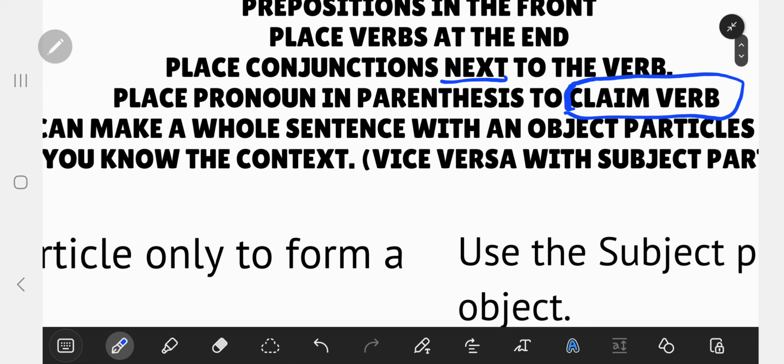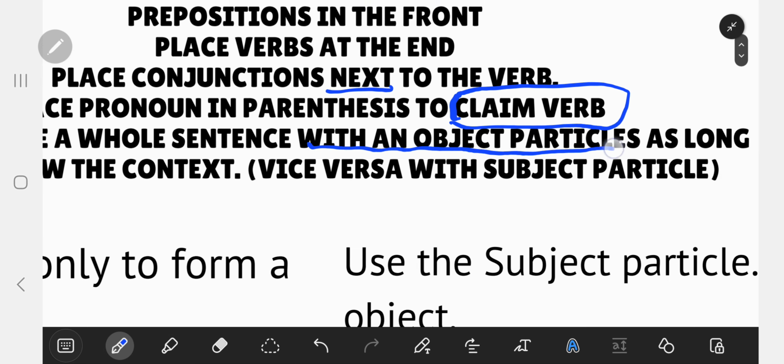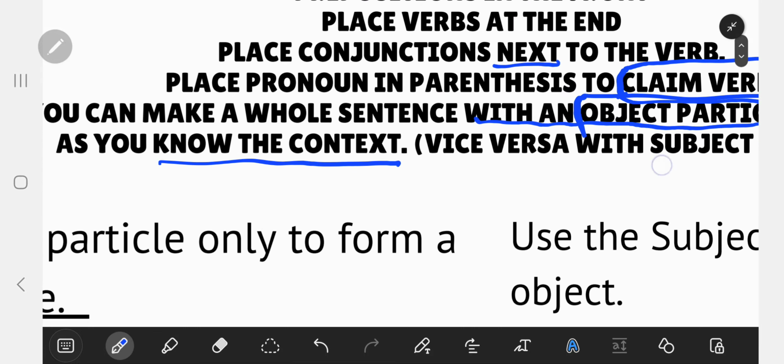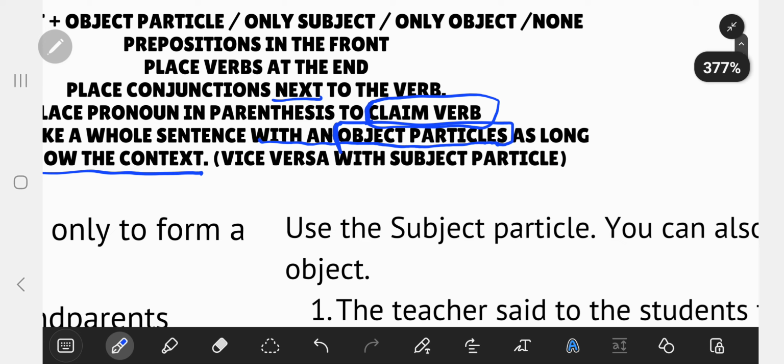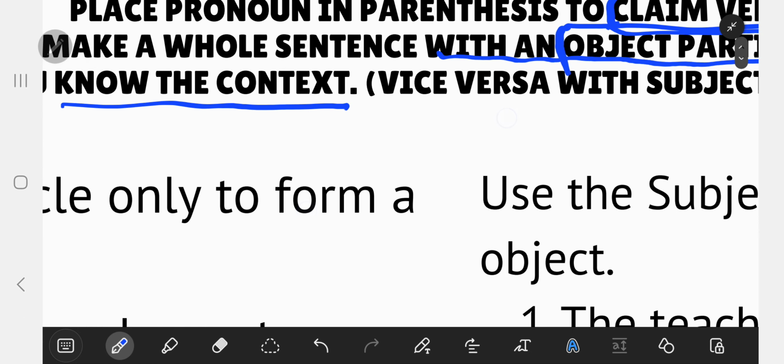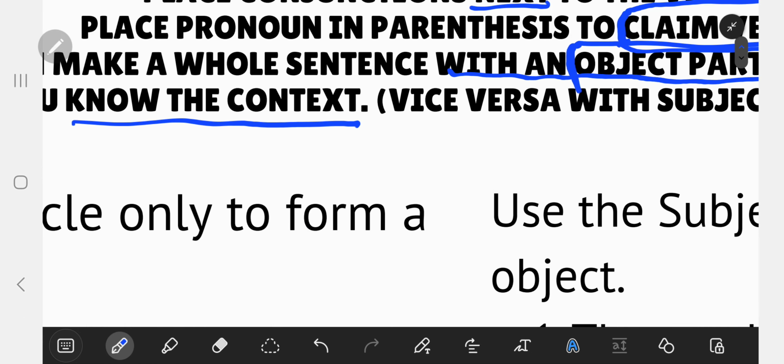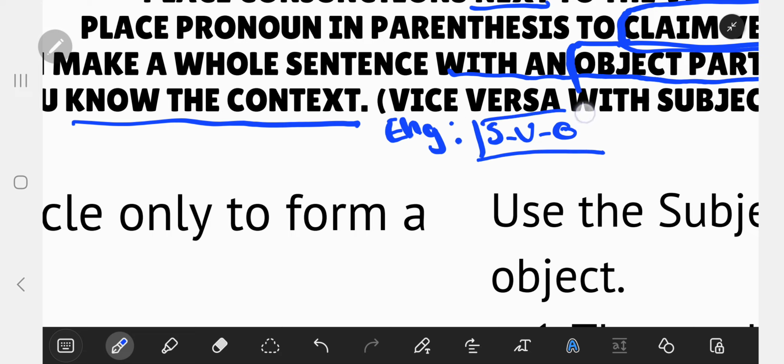And you can make a whole sentence with just an object particle, as long as you know the context. Vice versa with the subject particle. So I'm just going to review it for you real quick. Remember, in the English language, there are 3 essential parts of speech: subject, verb, object. Now in English, these cannot be realigned. These cannot move places. So this is a very strict structure: subject, verb, object.